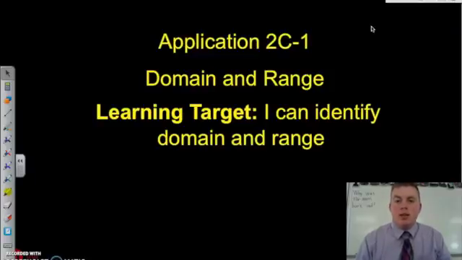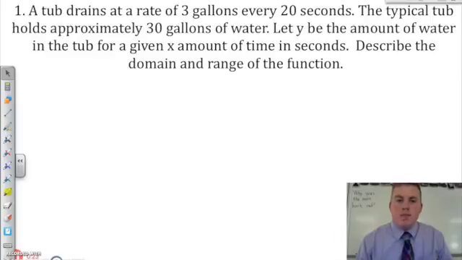We're going to take a look at some domain and range problems where the domain and the range is restricted based on the real world situation or scenario that we're going to be given. Just a reminder, our learning target is that I can identify domain and range. So let's go ahead and jump in and look at the first problem on your application.